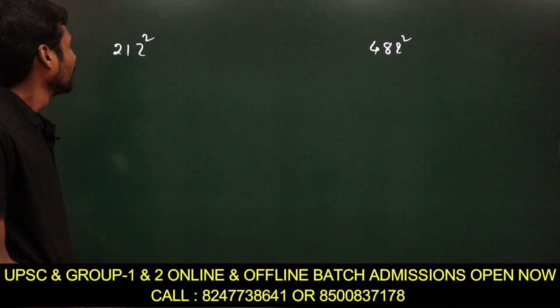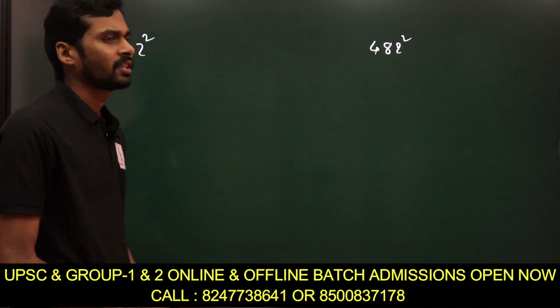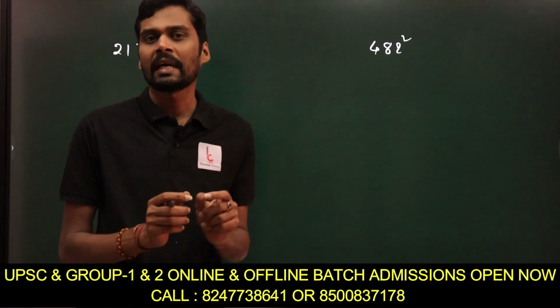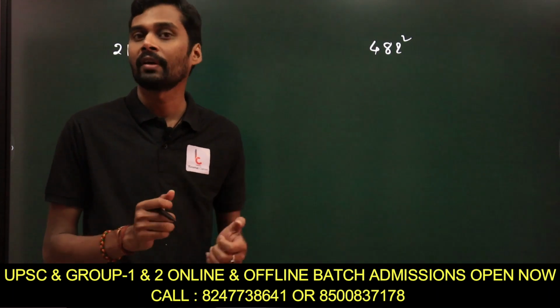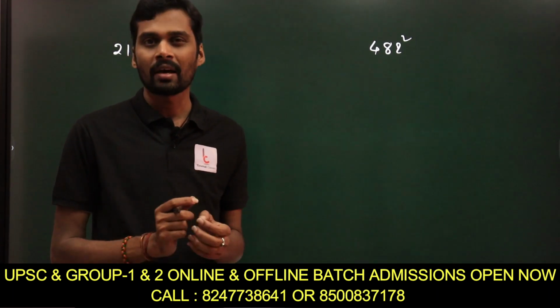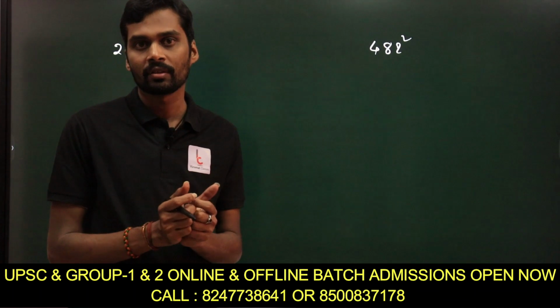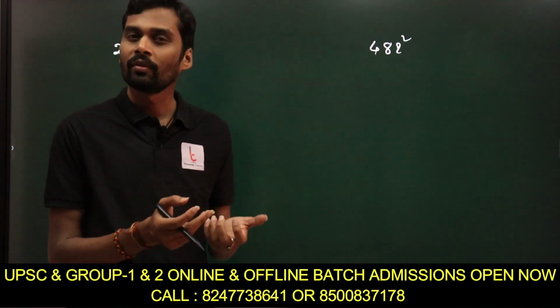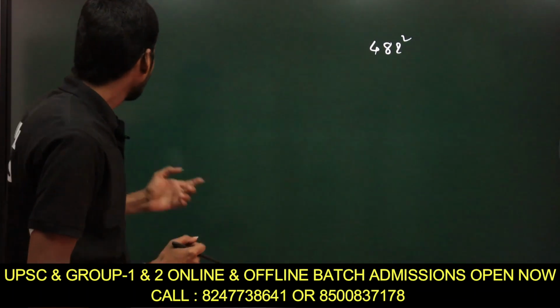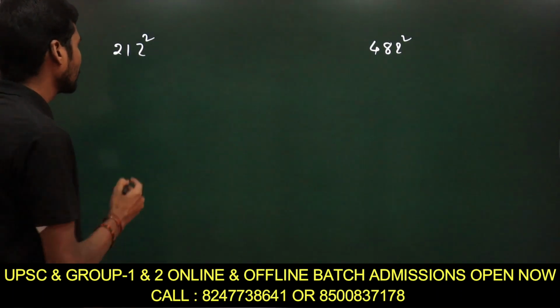Okay guys, our next number is 212 square. Even though the procedure is the same, we have slight differences in finding different square numbers, so we have to know a few things while finding out the different square numbers.